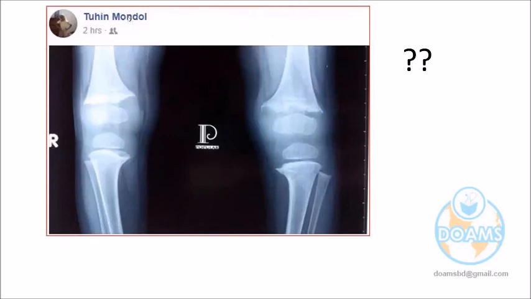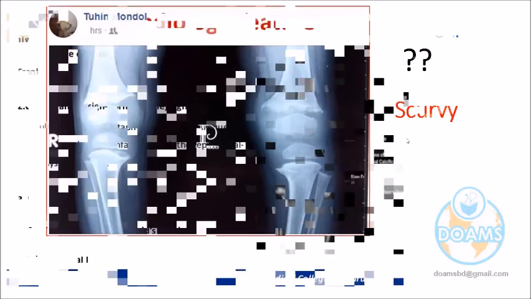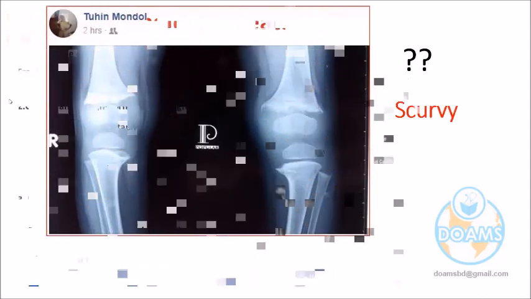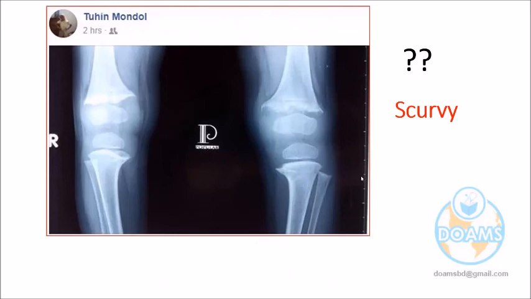He is my colleague, a radiologist. He sent the picture. What you are looking at here is the knee joints. There are two pictures, not the same patient, different patients. What are you looking at? Scurvy. Doctor, is it the same patient or a different patient? Same patient. Sorry, possibly there was a slip of tongue.